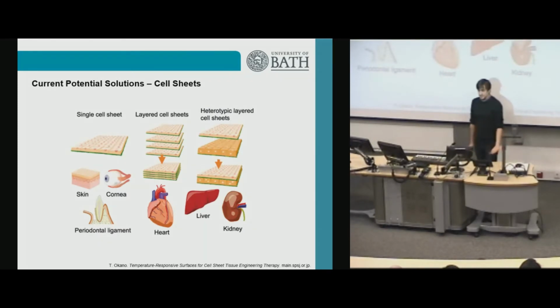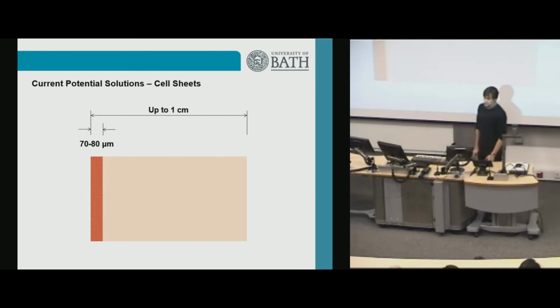So another option is to use cell sheets. We grow the cells in the lab, and then we can layer these cells together to create the tissue that we want. However, there's a limitation in the maximum thickness that we can actually achieve. We find that this maximum is about 70 to 80 micrometers, after which cells in the middle start to die off. And this is a problem because your heart wall can reach up to 1 centimeter in thickness.